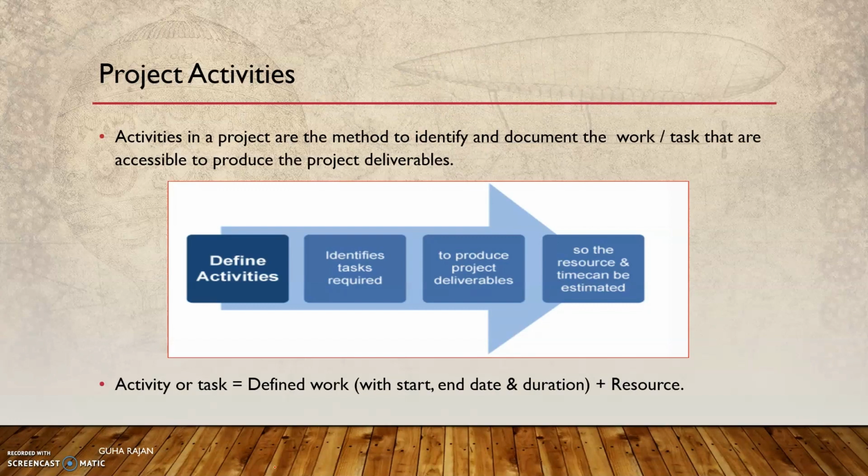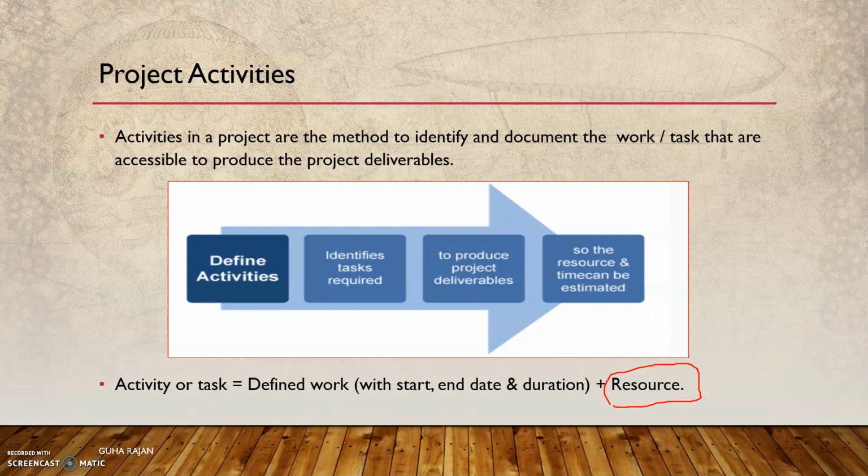An activity in a project is a method to identify and document the work or tasks needed to produce the necessary project deliverables. That's a kind of definition. An activity or task is something you need to find at the lowest level, a defined piece of work which will have a start date and end date. It will have a duration, and more importantly, a resource needs to be assigned. This resource can be manpower, and apart from manpower, it can be machinery as well, and sometimes it could be just machinery alone.